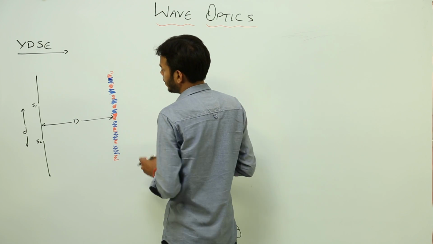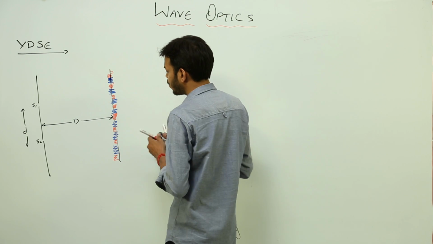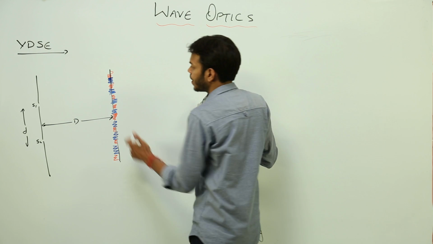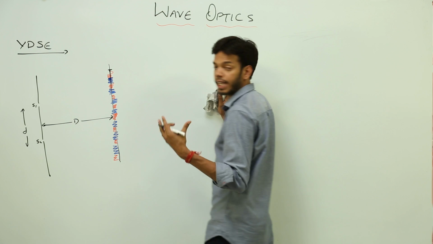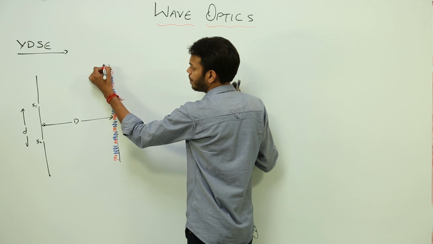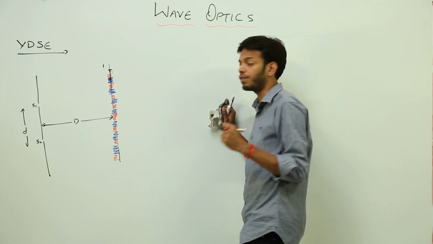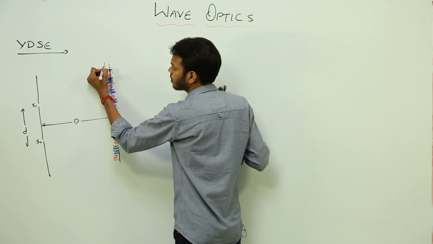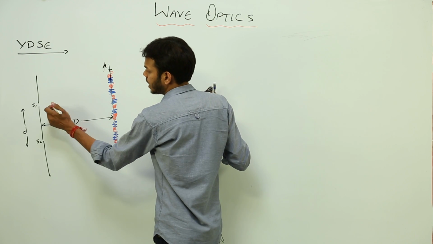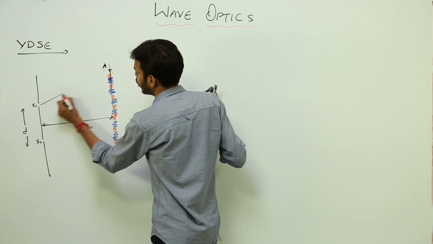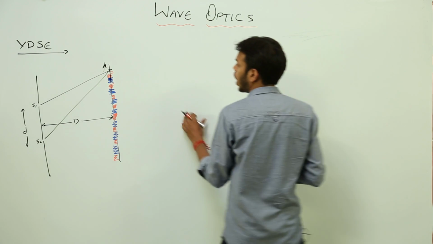For this, first of all, on the screen on which we are taking the interference pattern, we mark a point. Let us say this is our point at which we are taking the observation. Let us call it point X. I was about to call it P, but P we are using for path difference, right? So let us call it point A. Now the path from S1 to A would be this, and the path from S2 to A would be this, right?